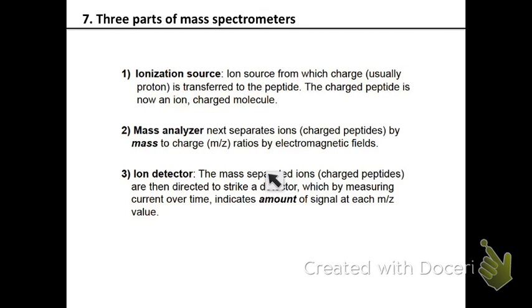Okay, so these ions are charged, they're separated, and then the detector takes these separated ions, which is a strike to itself, then measures the ion current over time, and the more current, then it's going to indicate the amount of signal at each m to z value. Okay, so how does this work actually?